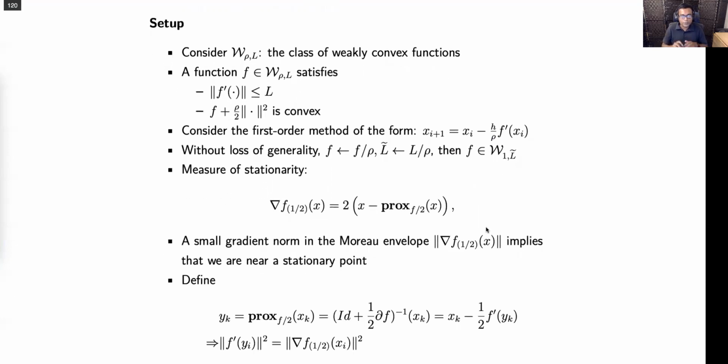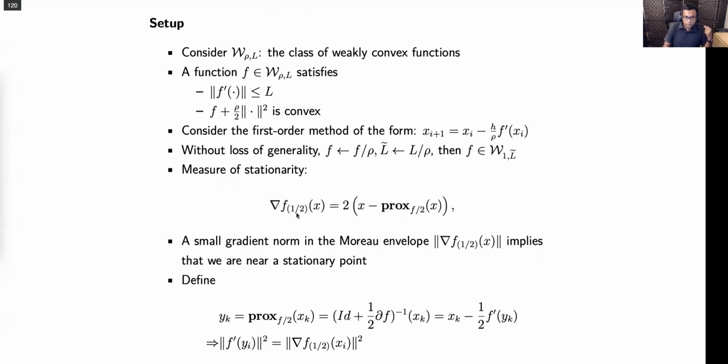Okay, because this is a non-smooth function class, the question is how do we measure stationarity? We can do it through the so-called Moreau envelope, which is defined as follows. So this is the gradient of the Moreau envelope. The Moreau envelope smooths a non-smooth function, and the gradient is defined as follows. The Moreau envelope by itself is actually smooth.